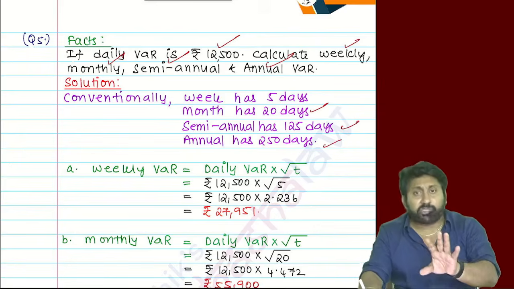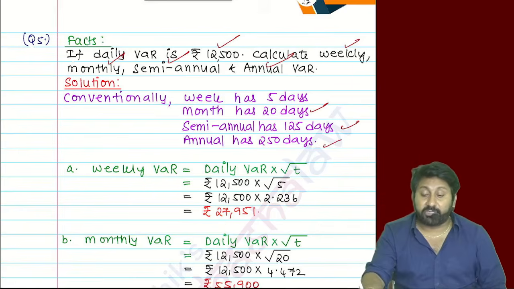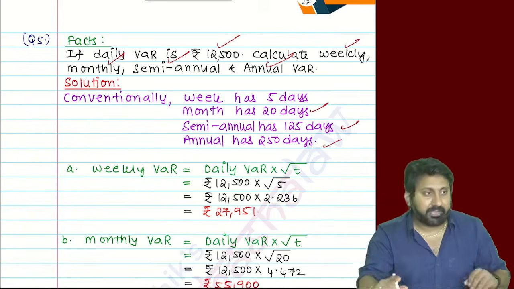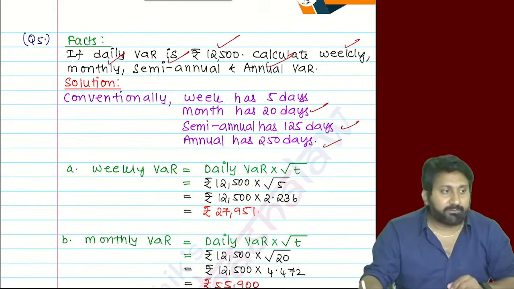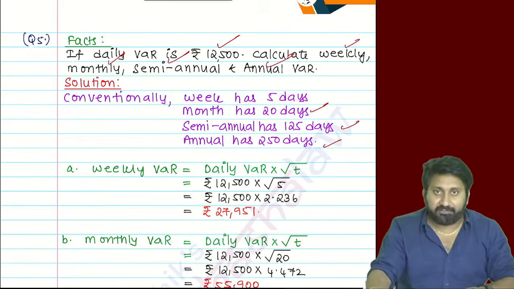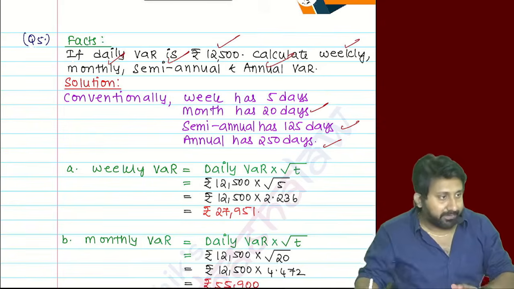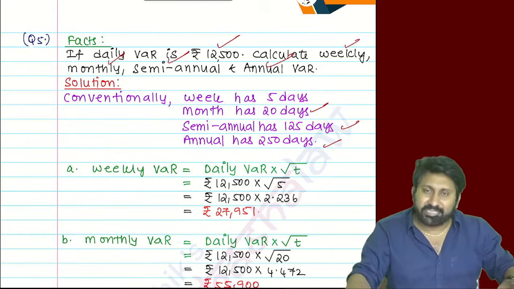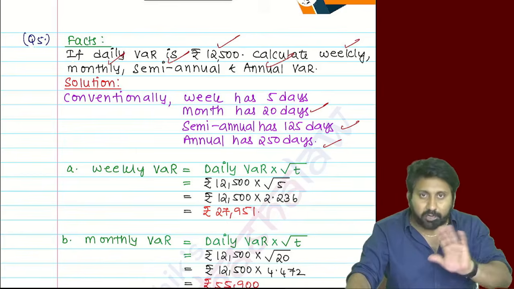If the exam question gives it differently, for example, instead of 250, they have given 252, don't argue with the question paper then. Who gave you 252? Your grandfather. Don't ask questions. Understood? 250 means you take 250. 252 means you take 252. 263 means you take 263. Don't argue with the examiner.